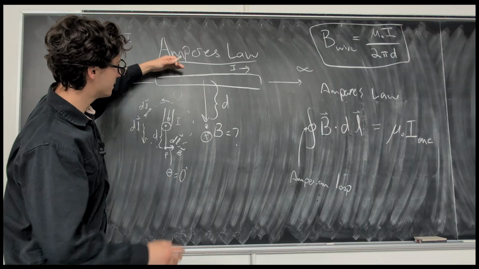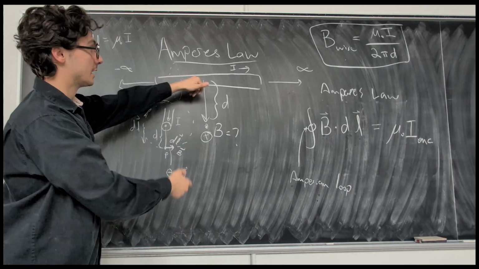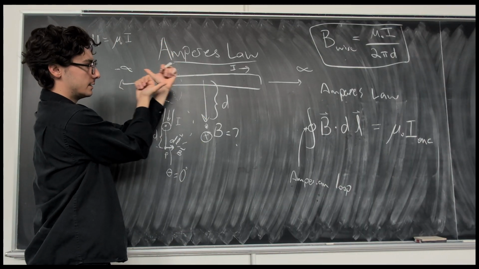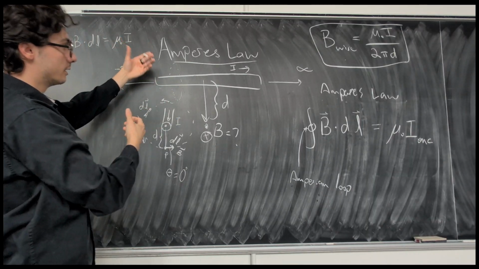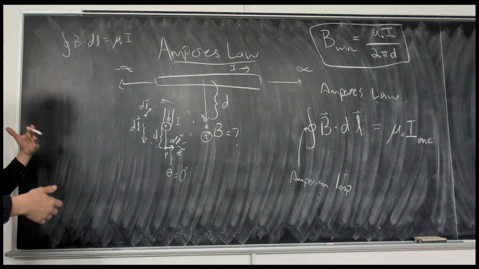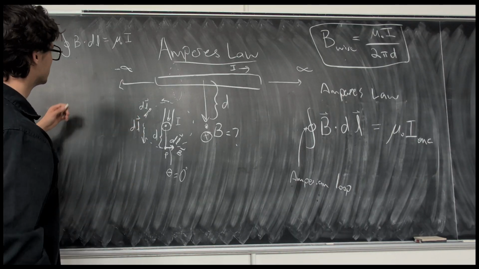If I add another wire here, the enclosed current will be different. If I change the direction, so I have two wires with their currents going in opposite directions, and I enclose both of them, the enclosed current would be 0 because you add a positive with a negative, if the currents are identical.